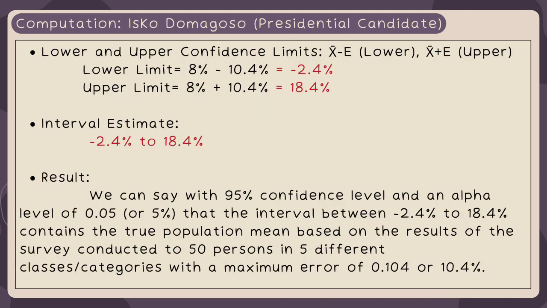Lower limit is the sample mean minus the computed sample error. So 8% minus 10.4% is equal to negative 2.4%. The upper limit is the sample mean plus the computed sample error. So 8% plus 10.4% is equal to 18.4%. Our interval estimate now is negative 2.4% to 18.4%.